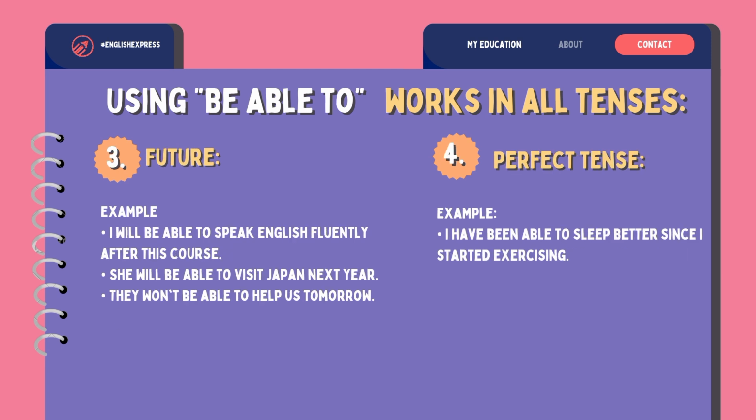And the third, in the future tense, we can also use be able to. For example, I will be able to speak English fluently after this course. She will be able to visit Japan next year. They won't be able to help us tomorrow. And the last one is perfect tense. We use be able to in perfect tense, like I have been able to sleep better since I started exercising.